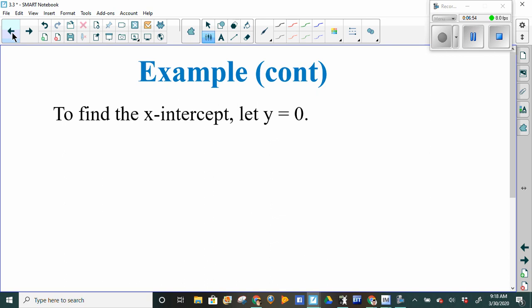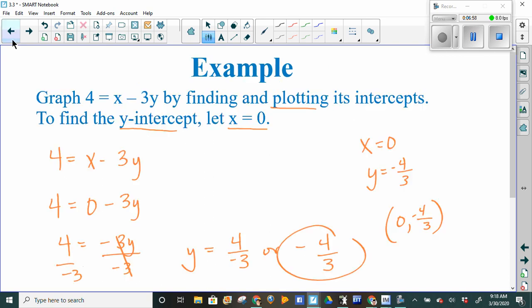So now we are going to let y be 0. So going back to my equation, what was it? 4 equals, let's see, let me do this.